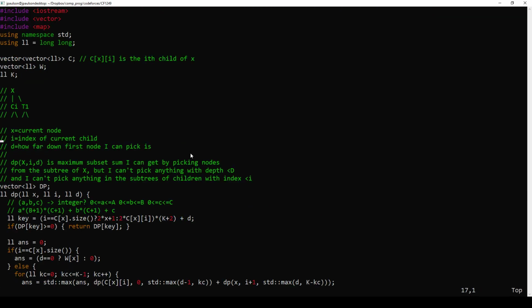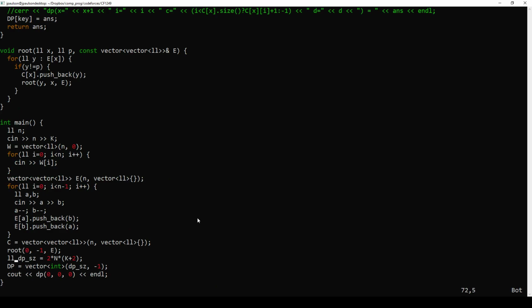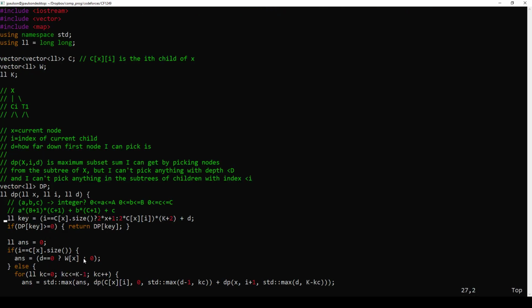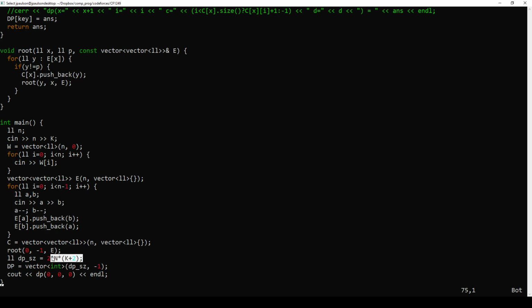And how many possible states is that? Each vertex shows up as even and odd, so there's 2n of those, and D we said was k plus 2, so that's my DP size. How do we know that it's big enough? This can be at most 2 times (n minus 1) plus 1, which is 2n minus 1. And this can be at most k plus 1, so that is the right value.